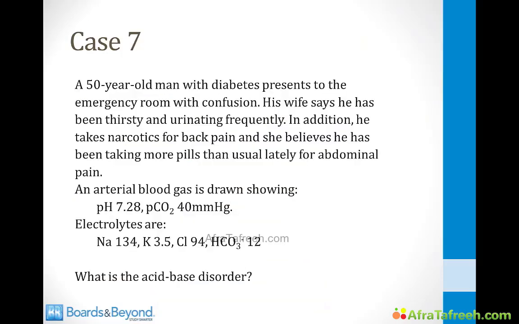Case 7 is a 50-year-old man with diabetes who presents to the emergency room with confusion. His wife said he has been thirsty and urinating frequently. In addition, he takes narcotics for back pain, and she believes he has been taking more pills than usual lately for abdominal pain. An arterial blood gas is drawn showing a pH of 7.28, a PCO2 of 40. Electrolytes are sodium 134, potassium 3.5, chloride 94, and bicarb 12. What is the acid-base disorder?